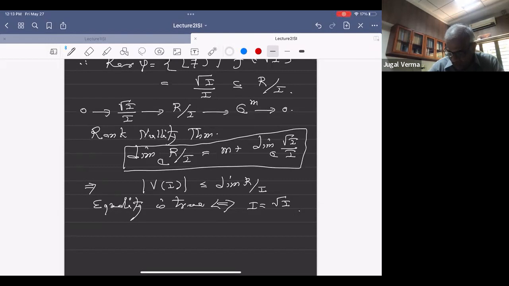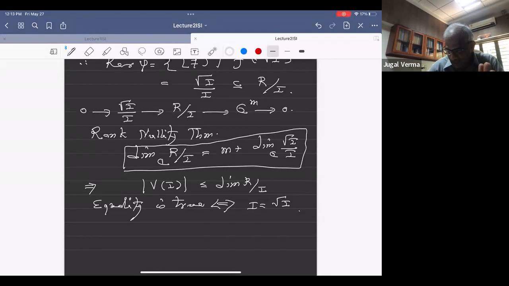So tomorrow I will prove a statement, exactly by attaching multiplicity to every root, that the dimension of R mod I is the sum of multiplicities of the roots of the simultaneous equations f1 equal to 0, f2 equal to 0, fs equal to 0. That I will discuss tomorrow. But it gives an upper bound on the number of solutions.